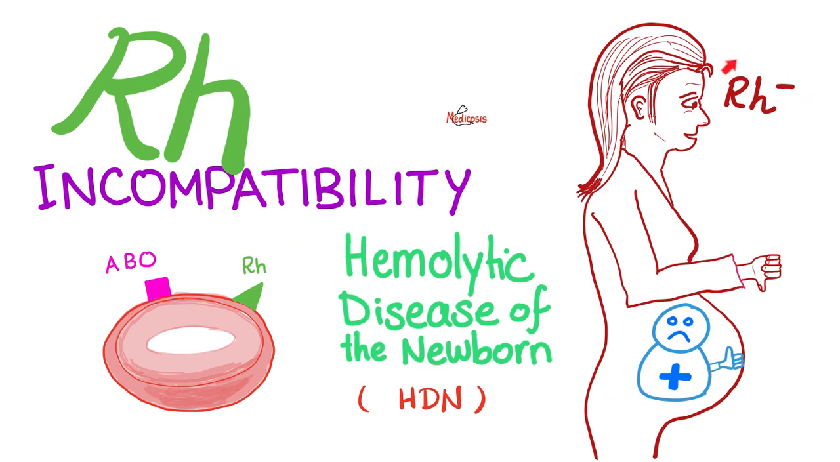This happens when mommy is Rh negative, but the baby is Rh positive. Therefore, the baby has the D antigen. This D antigen crosses the placenta and goes to the mother. Mother has never seen this D antigen before. Therefore, the mother will attack the D antigen with her antibodies. Okay, these antibodies can cross the placenta in subsequent pregnancies and destroy the baby's red blood cells.